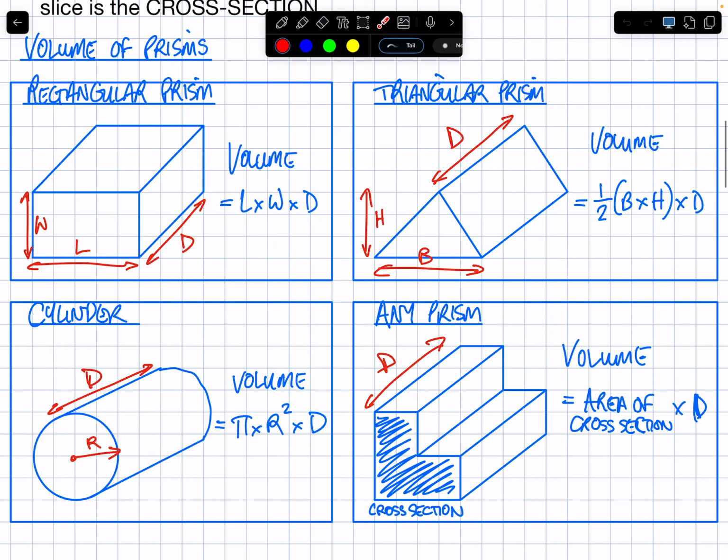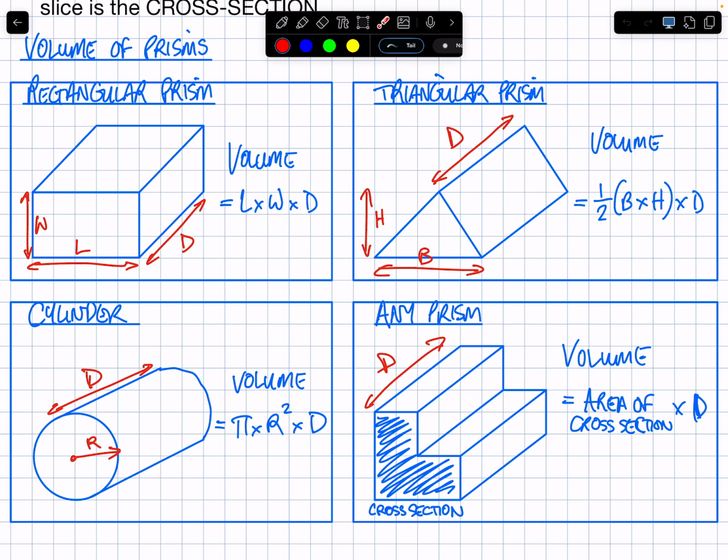Circle. Someone remind me, what is the area of a circle? Pi times by? Radius. Not times 2, squared. You can see on the volume of a cylinder, pi times by radius squared. That's the area of the circle on the end. And I times it by how deep it is.